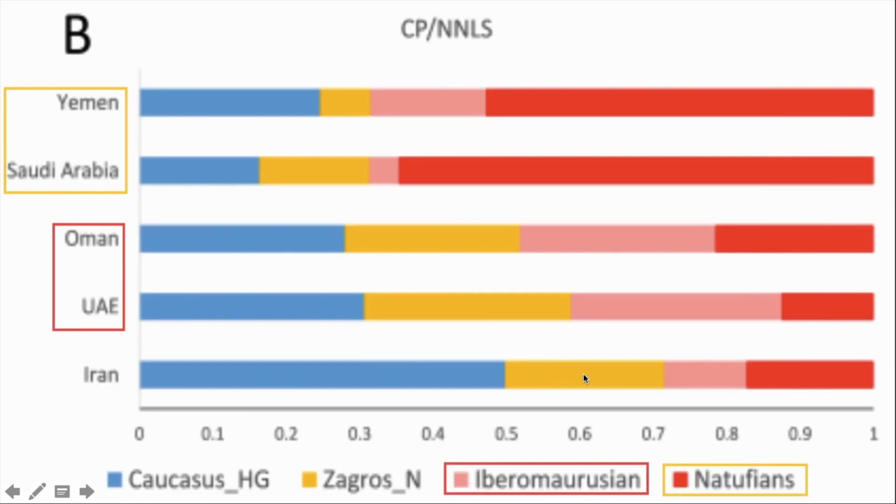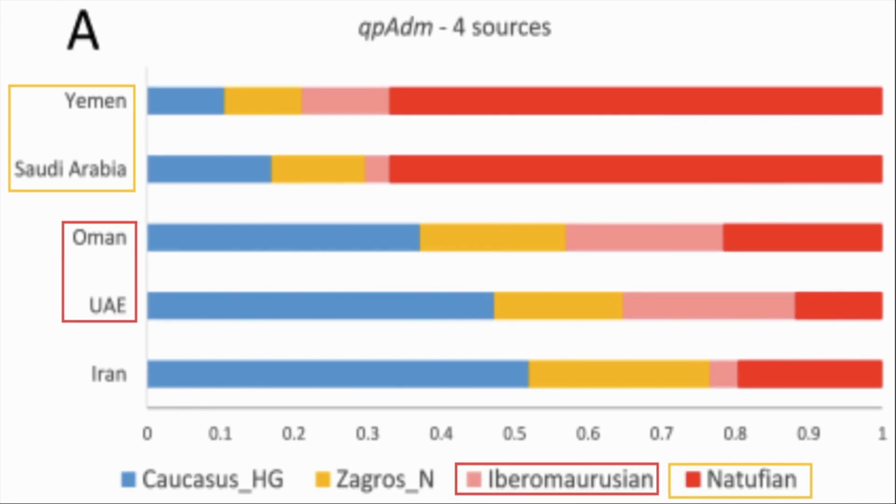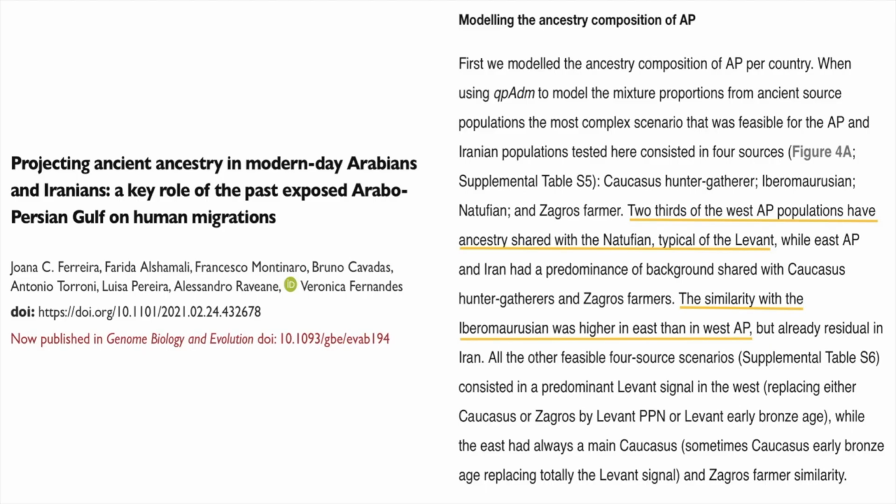And so when it comes to these samples, just showing you again that Natufian DNA or ancestry is high in Yemen and Saudi Arabia, and Ibero-Maurusian DNA is high in Oman and the United Arab Emirates. This is where we see the highest of this DNA in the Middle East. So 2/3 of the West Arab Persian populations have ancestry shared with the Natufian typical of the Levant. Similarly, the Ibero-Maurusian was higher in the east than in the West Arab Persian Gulf, which we just saw in the map.